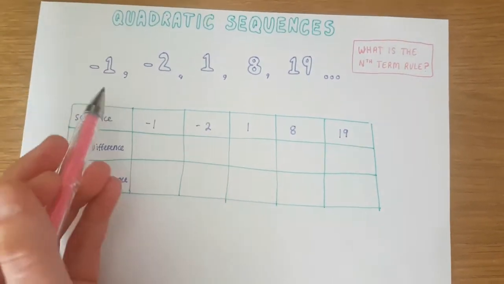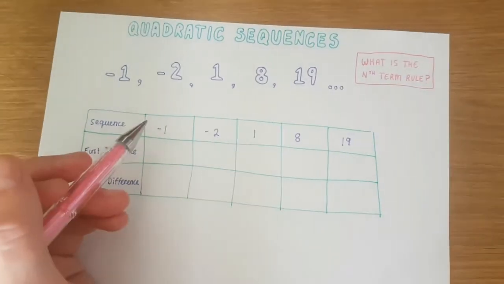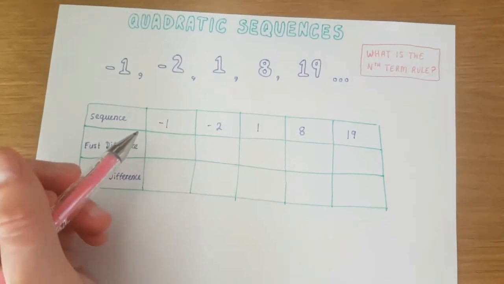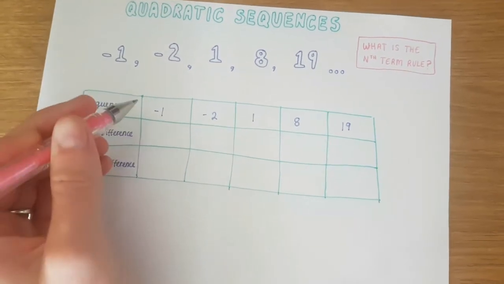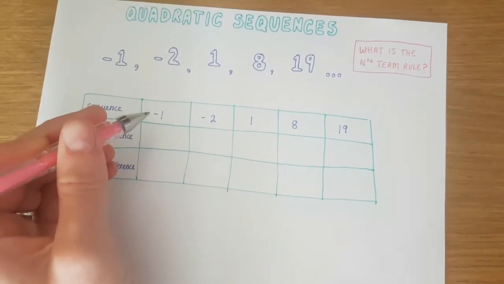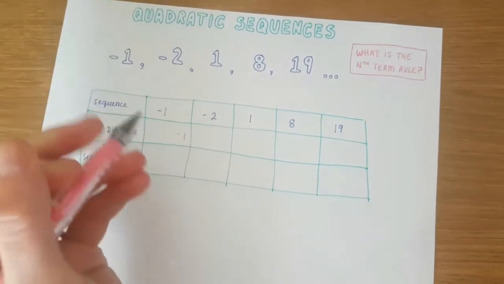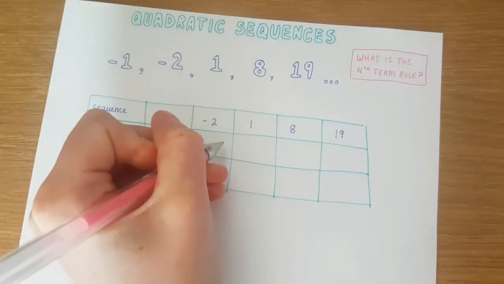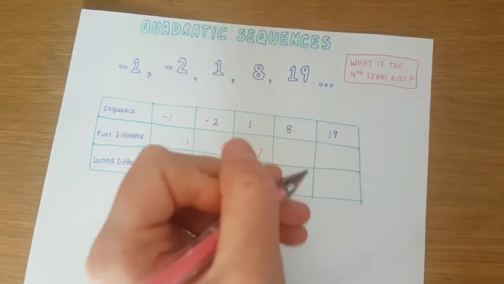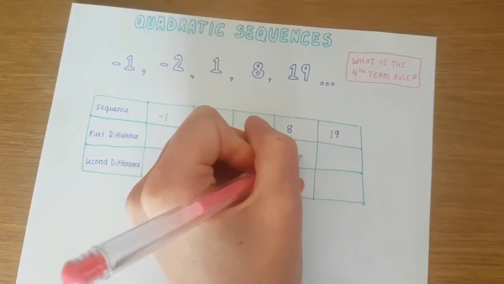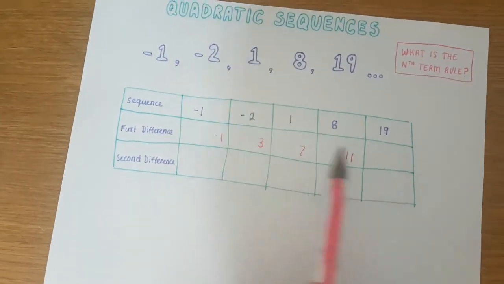So on my list here, I'm trying to find the nth term rule. The way I do this is I'm going to put my sequence into a box, and like with a linear sequence, a sequence where we're adding or subtracting, I'm going to find the first difference between these numbers. Going from -1 to -2, there is a difference of -1. Going from -2 to 1, there is a difference of 3. Then I have 1 to 8, which is a difference of 7, and 8 to 19, which is a difference of 11. So we can see here that this first difference is not the same each time.